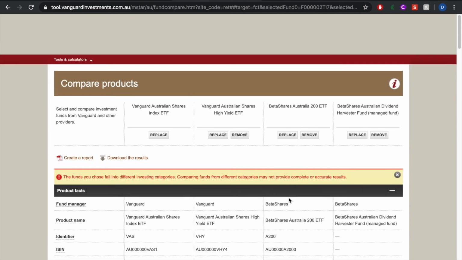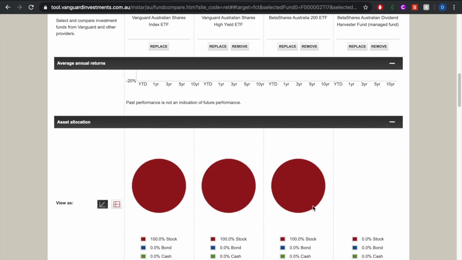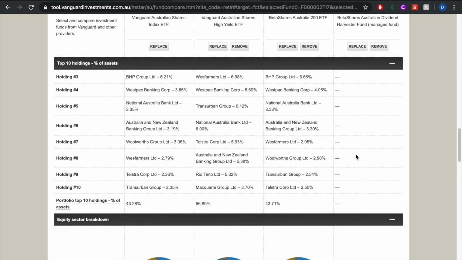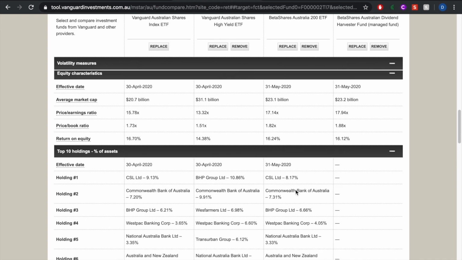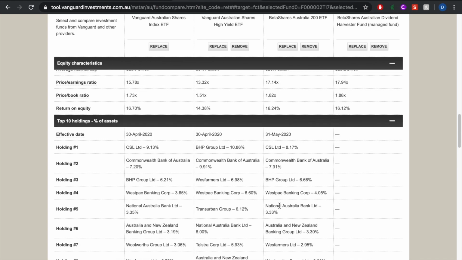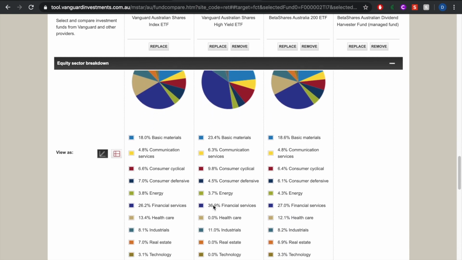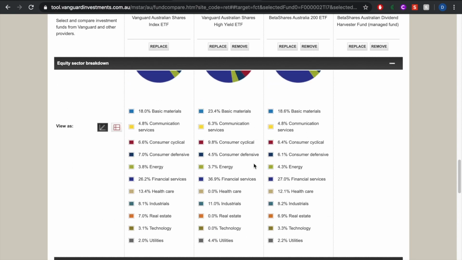Now keep in mind that Vanguard sometimes don't really show you everything. So when you come down here, don't be surprised when you see it's blank. It doesn't mean it doesn't invest in anything. It just means that sometimes they weren't able to pull the data across for you to compare them. But as you can see, the BetaShares A200 fund compared to, say, the Vanguard shares, they all invest in Commonwealth Bank, BHP, Westpac, NAB, and so on and so on. And you can come down here to compare the equity sector breakdown to tell you what they invest in.